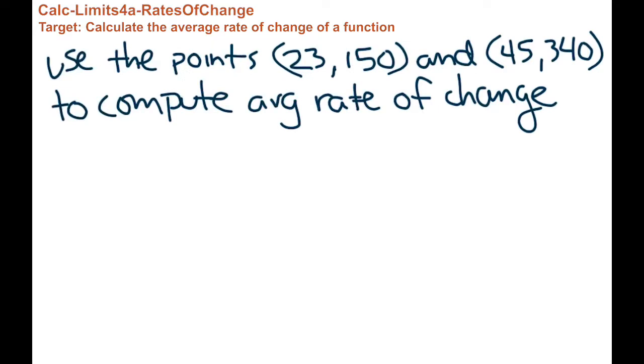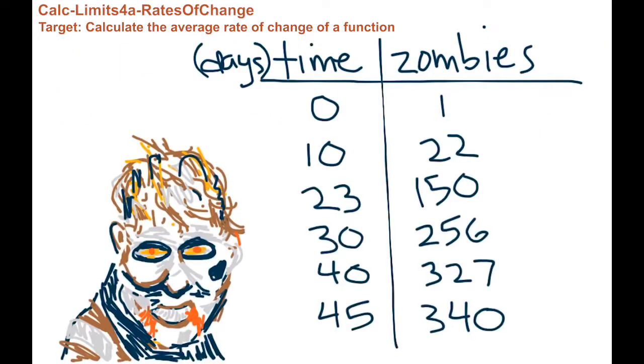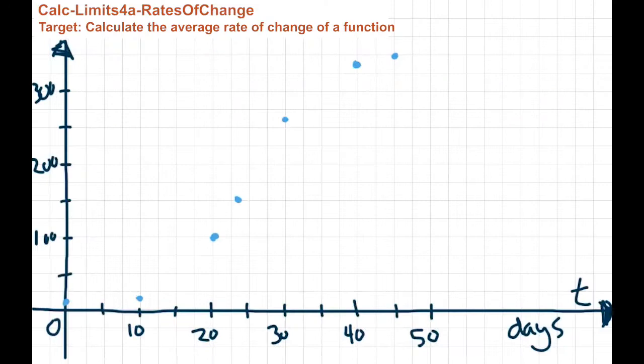So what I'm going to do is just graph this data so I can get a continuous function that we can analyze. Here's the data again. I'll zip to the graph. I actually plotted the points already, so I'm just going to graph a continuous curve. So here we have it. Day 0, we have one zombie, it grows, day 23, about 150, it increases, and then it levels off.